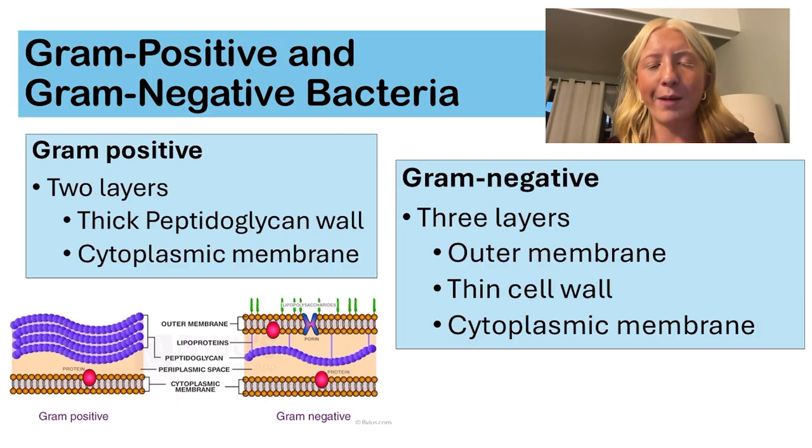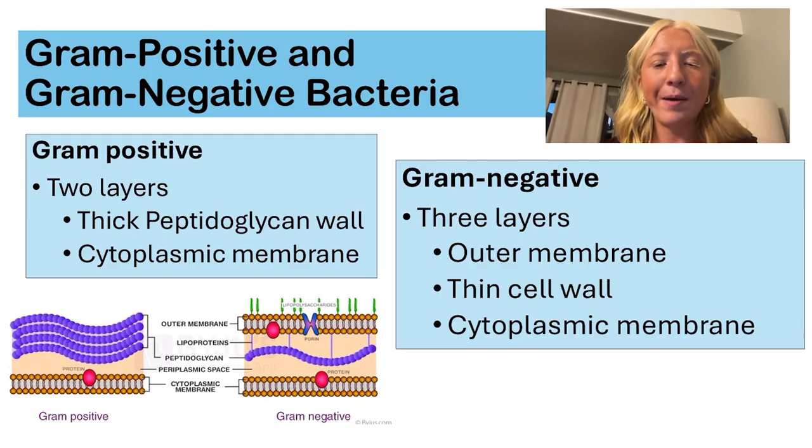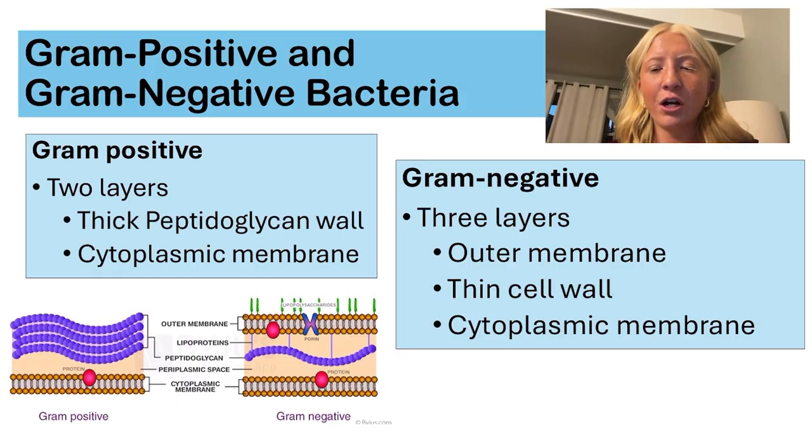Then we have gram-negative bacteria. This has an outer membrane, so now it has 3 layers, unlike the gram-positive, which only has 2. So they have the outer membrane. This adds protection, and it also makes it harder for antibiotics to get to them. And then we also have their peptidoglycan wall, the thin cell wall, and it's much thinner compared to gram-positive bacteria. And then lastly, we have the cytoplasmic membrane. This is the innermost layer.